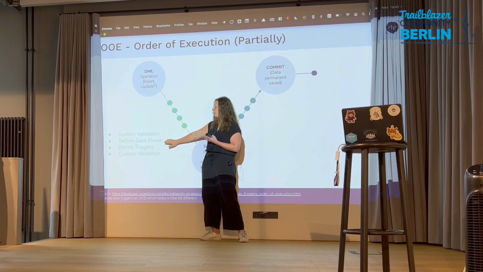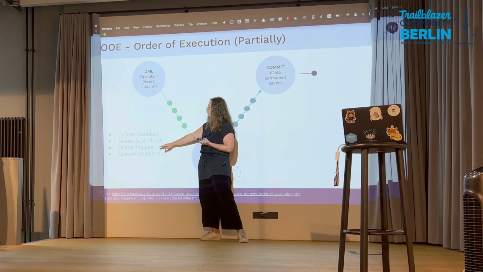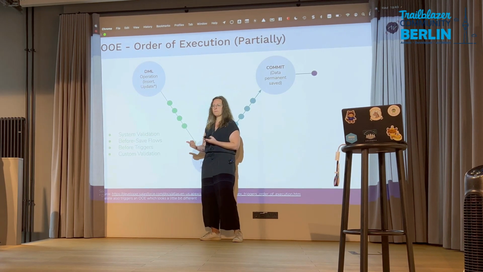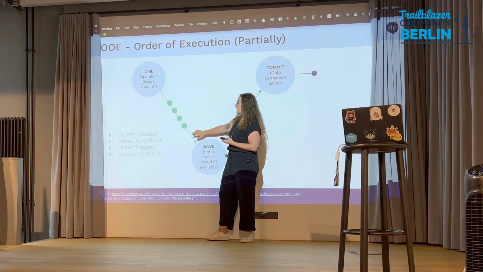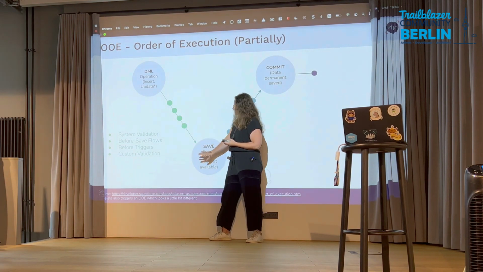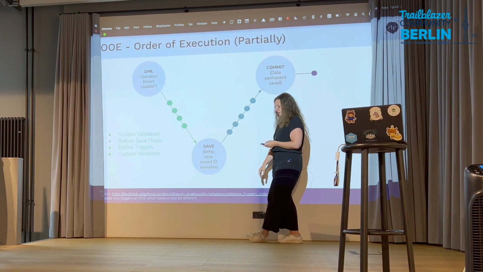We've got logic we can run in before save flows. There we've got our flows. We can have Apex triggers, and we have the custom validation, so validation rules we've written. And only if this goes as planned, we get to temporarily save the record.